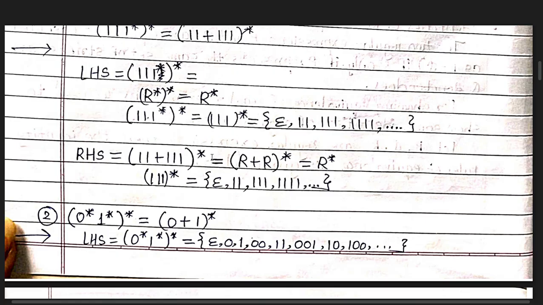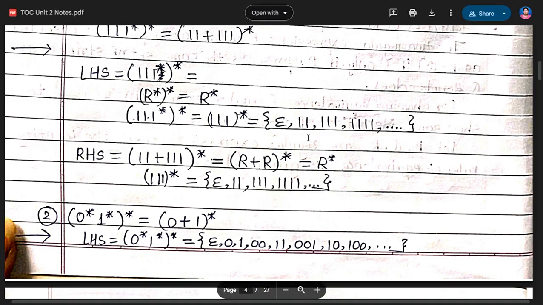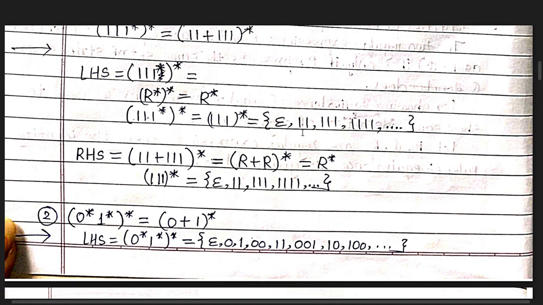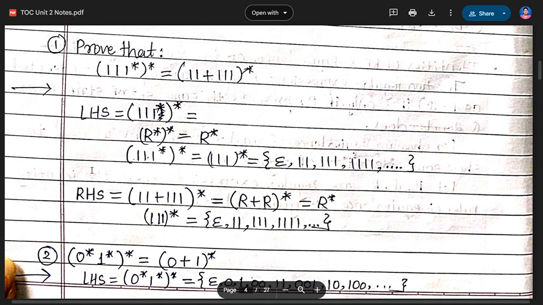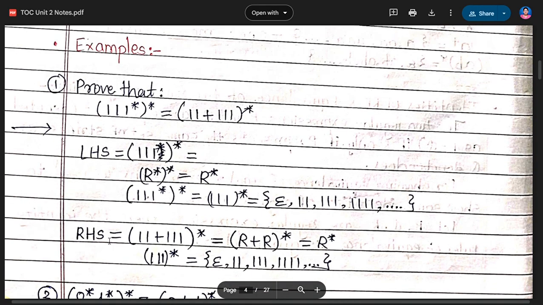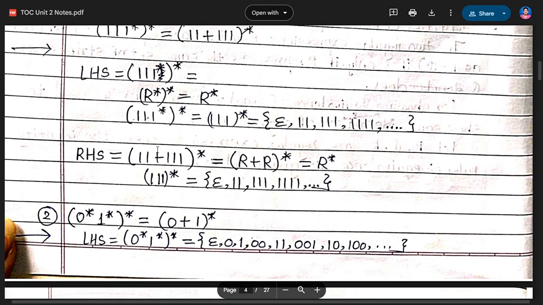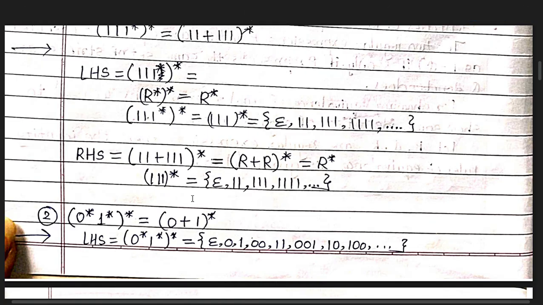So what is the answer for this? There is a star, so it gives epsilon, 11, triple one, 4 times 1 and many more like this. Now we will solve the RHS part. It's (1 plus triple one) star.